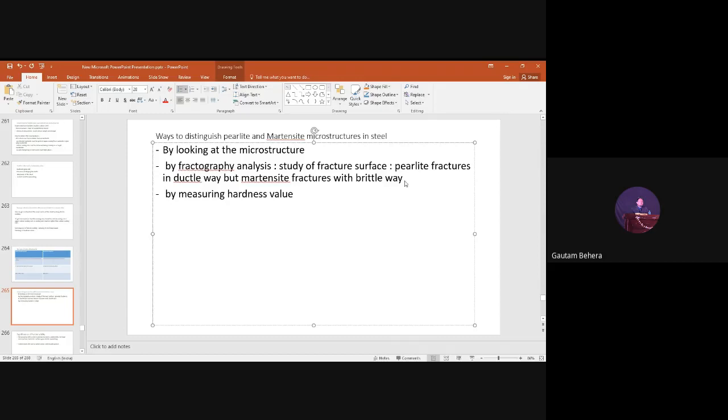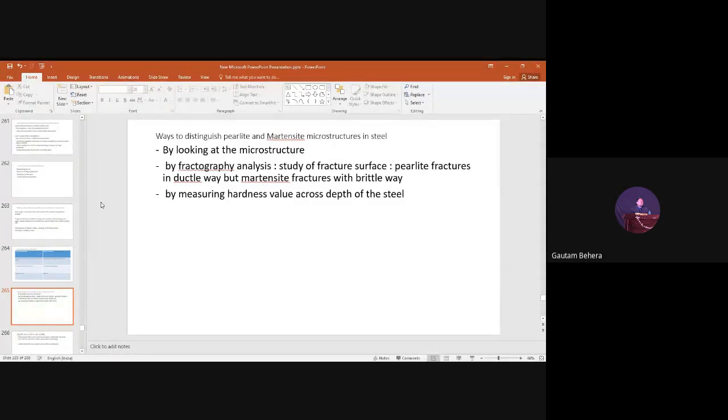You measure the hardness value across the cross section, that is, along the depth of the steel. Where you find a sharp decrease in the hardness, you understand that perlite is present. Where there is high hardness value, martensite is present, right? So these are the ways: I'm measuring the hardness across the cross section or into the depth.